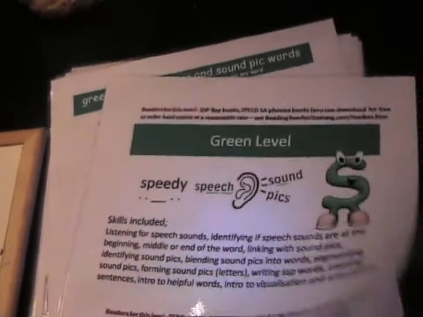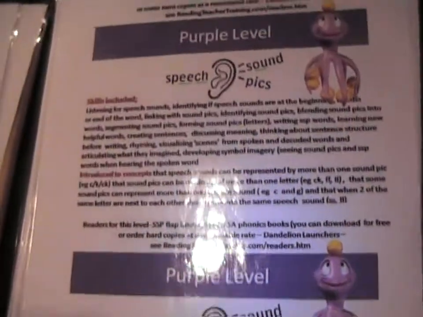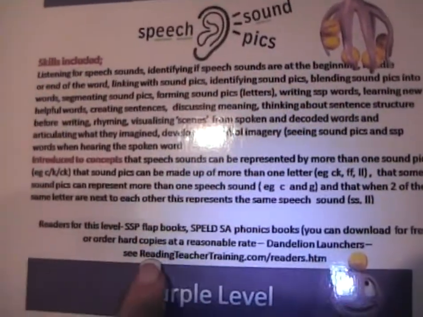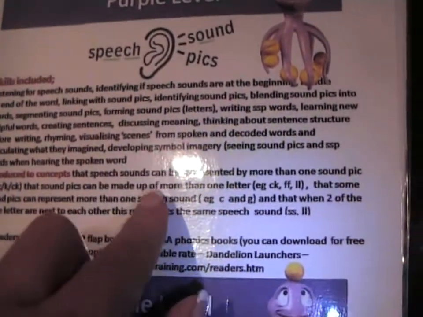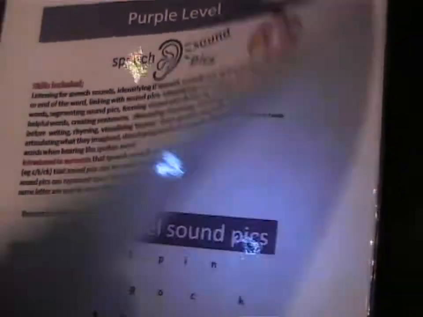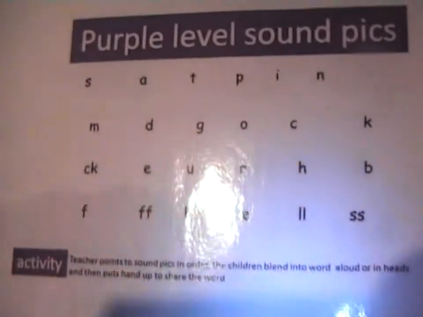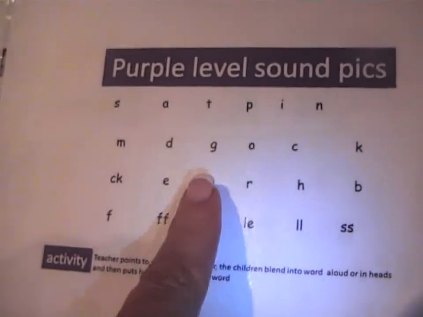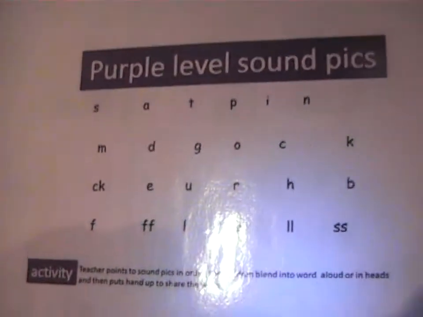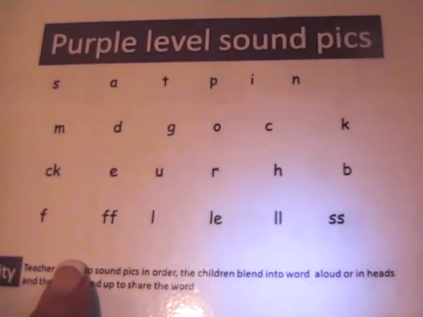And again, when you go onto the purple level, we're going to have the skills. So go through the skills and think, have they got these skills? And if not, then we stay here until we've got these skills. Purple level. So those sound picks for the purple level, they're just ways of teaching the code, but the most important thing is the skills to use it. So use these. So you might point to some sound picks and get them to track it with their eyes and tell you what the word is.